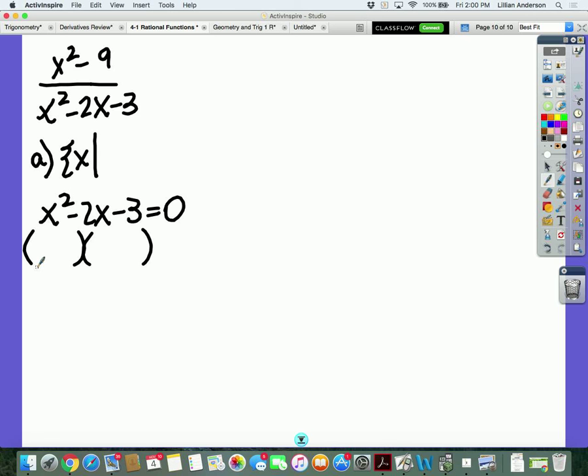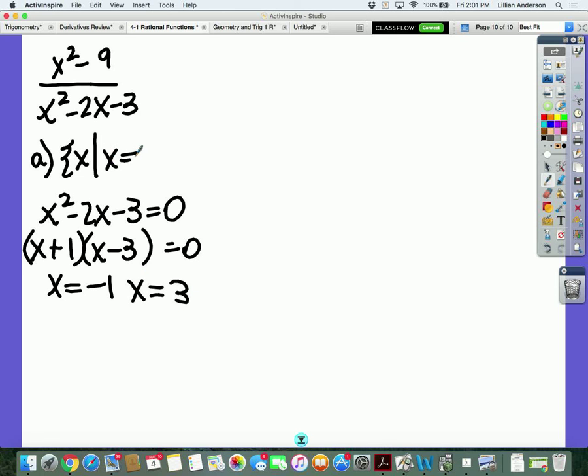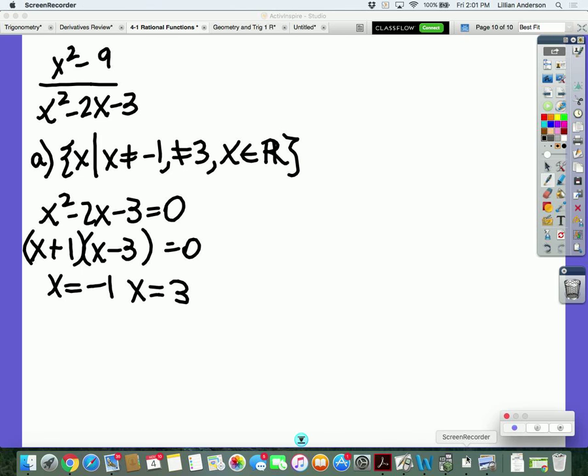Now remember, you're going to factor this because this is a quadratic. That's how you solve quadratics, factoring or the quadratic formula. What are the two numbers? Positive 1 and negative 3. So, the domain of this function is going to be all real numbers except where x equals negative 1 and x equals 3. So x is not equal to negative 1, is not equal to 3, and x is an element of all real numbers. Okay? Alright, so there's A. There's the domain.